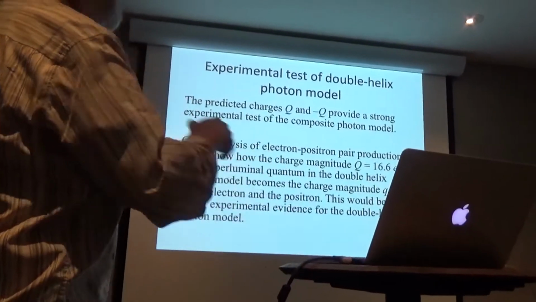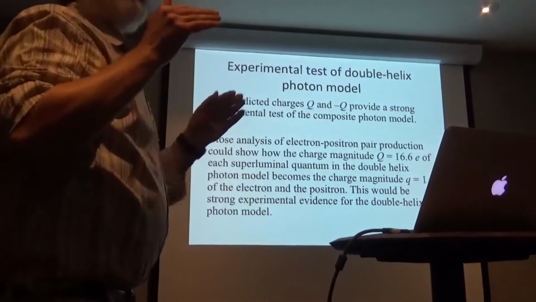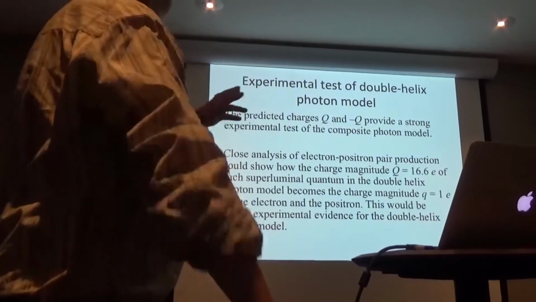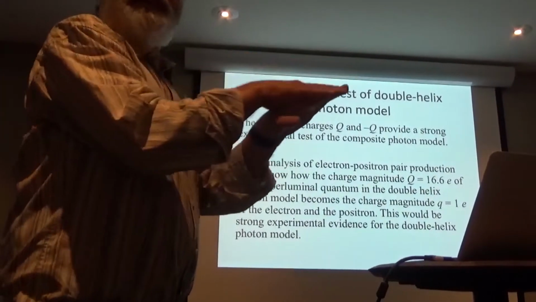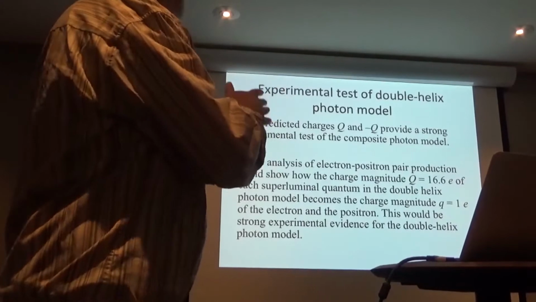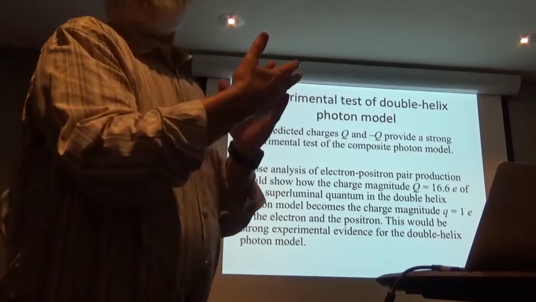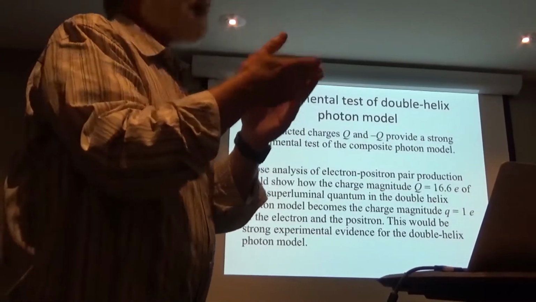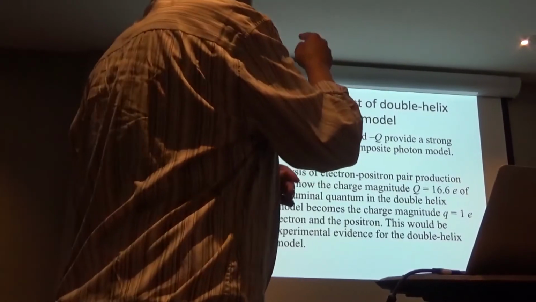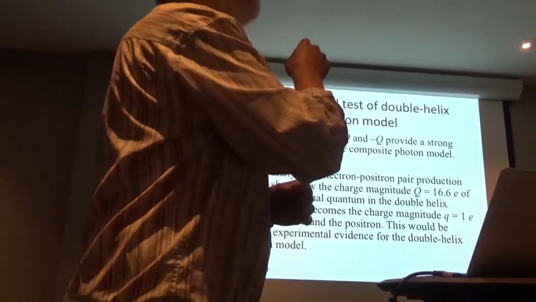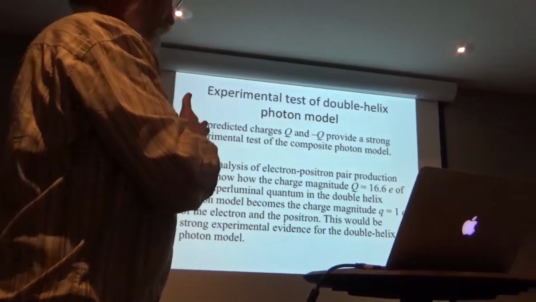How would you test this? There's more coming, but how do you test if you can find any evidence in pair production of a charge of 16.6 e? If, microscopically looking at pair production, a photon has 16.6 e, and that is being transformed into plus or minus 1 e for electron-positron pairs, then the evidence of 16.6 e, which is e times square root of 2 over alpha, would seem to be pretty strong evidence for this kind of model.